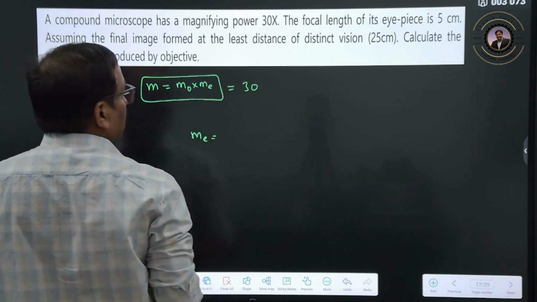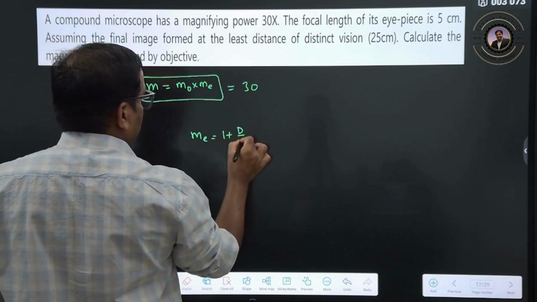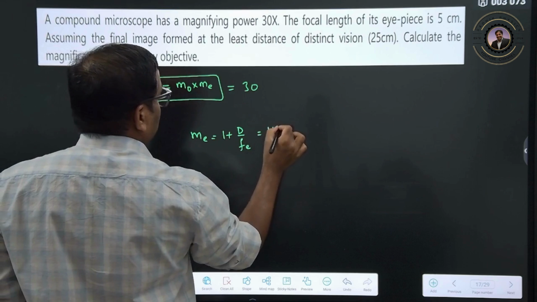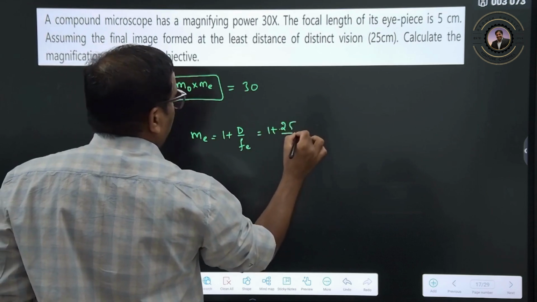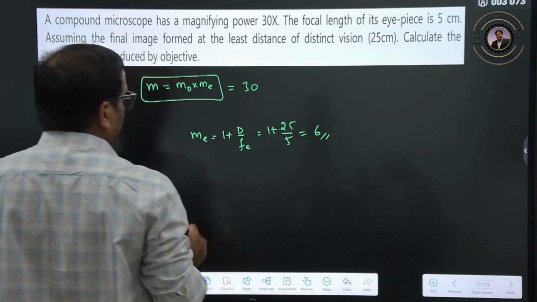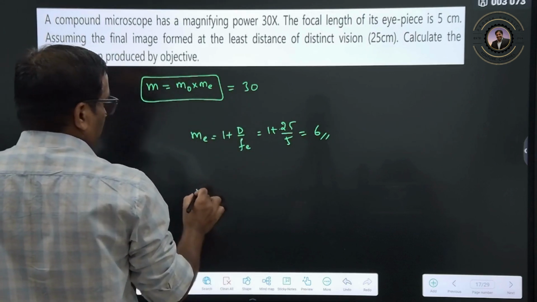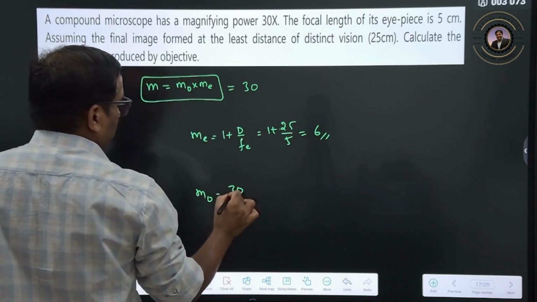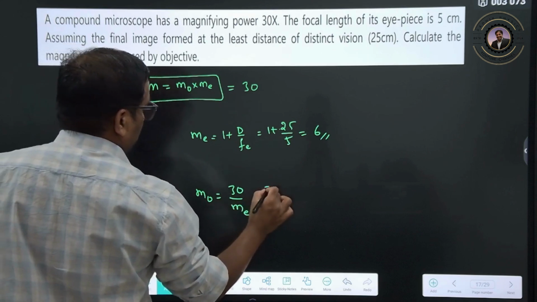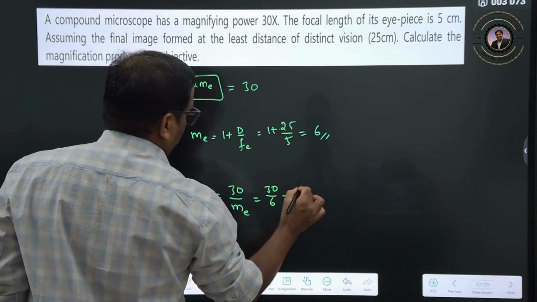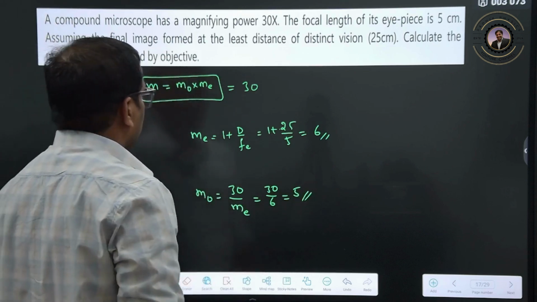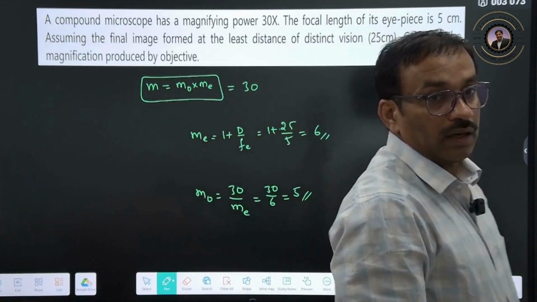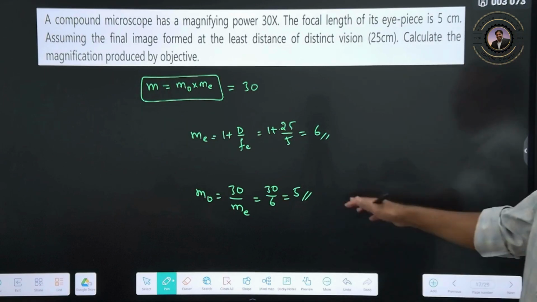The image is formed at least distance of distinct vision, so m e is 1 plus d by f e. 1 plus d is 25 by 5, so the total is 6. So substitute here. Therefore m naught is nothing but 30 by m e, 30 by 6. Therefore 5 will be your magnification created by the objective.